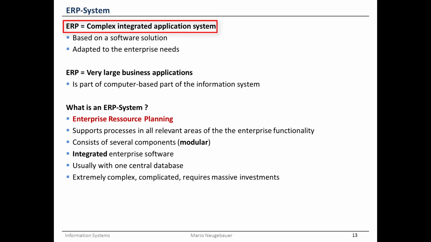So integrated means that from different parts of the system, one whole system is put together, is integrated into one application system. It's software basically, and what is important if you acquire such an ERP system is that, of course, it needs to be adapted to your enterprise needs, to your business model, to your requirements regarding the processes, the process execution, to your requirements regarding your data storage needs, and so on. Adapted to your business enterprise needs.